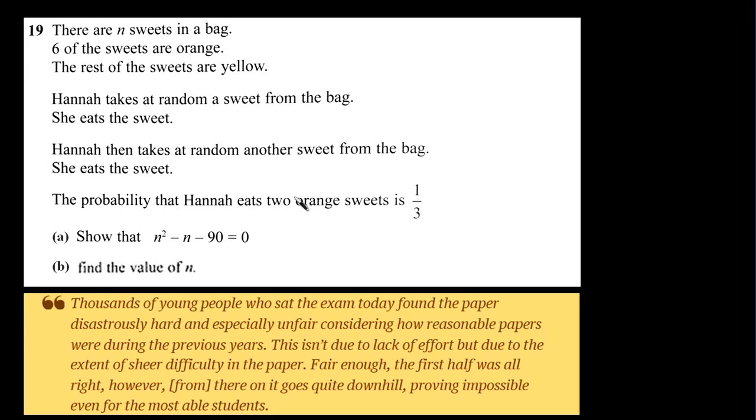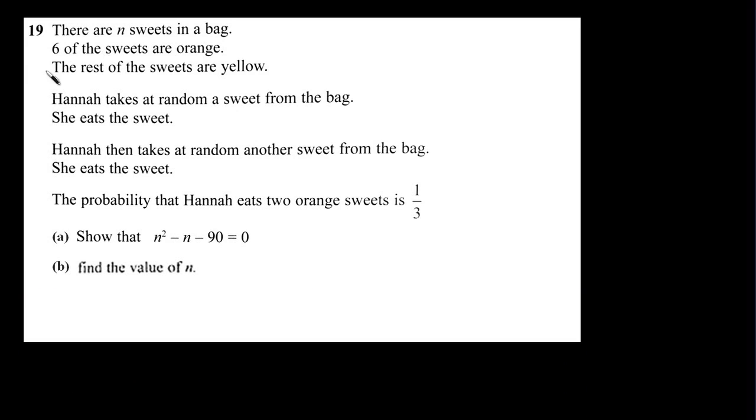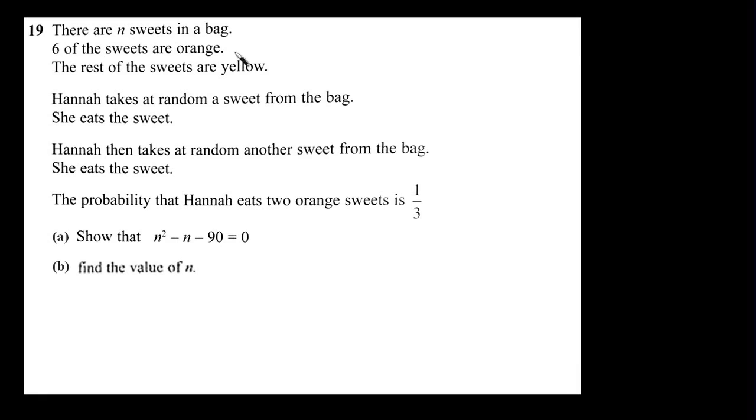So, what have we got here? There are n sweets in a bag. 6 of the sweets are orange, the rest of the sweets are yellow. But it turns out that the yellow sweets are not important to us, so I'm not going to worry about that. Hannah takes at random a sweet from the bag.